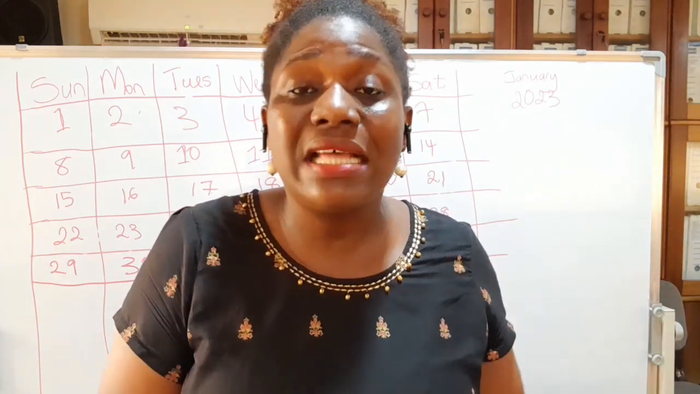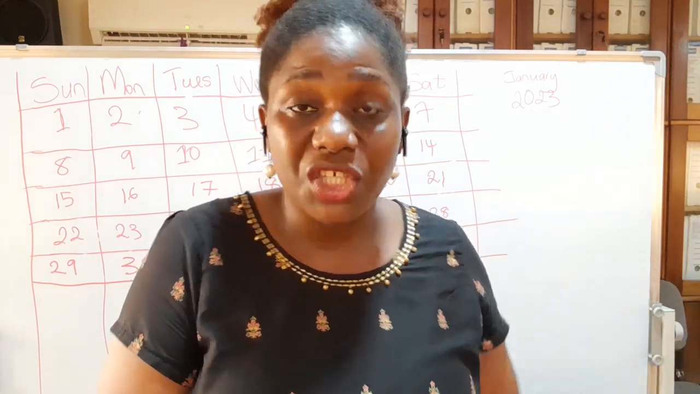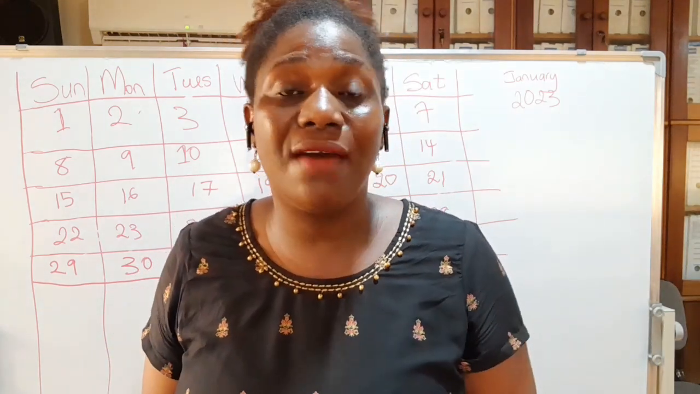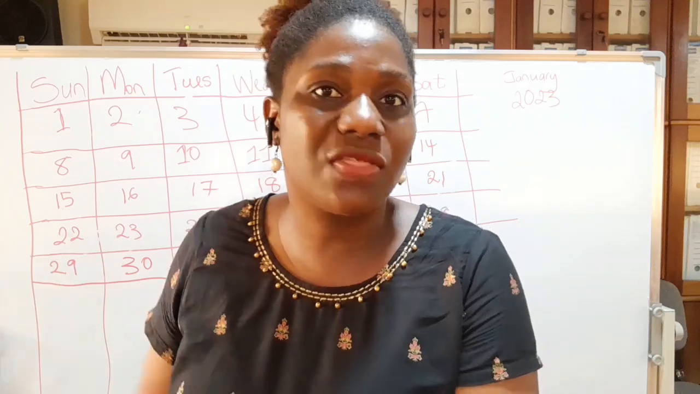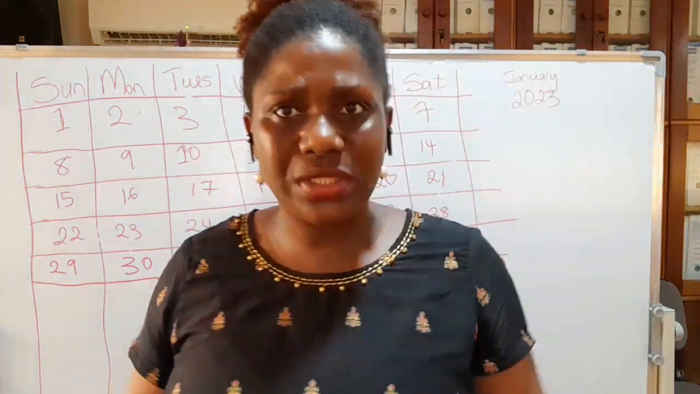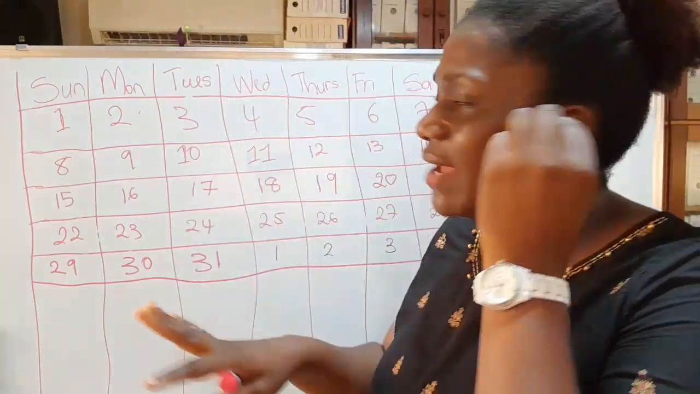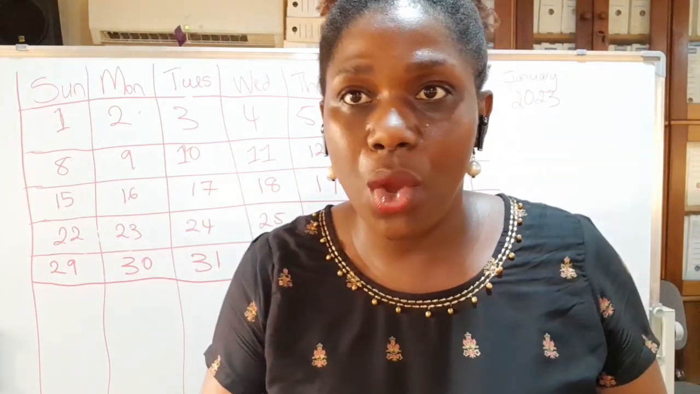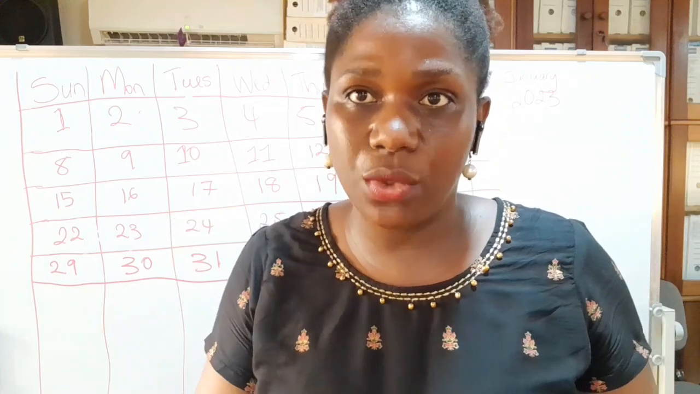So your sister may have a 30 days menstrual cycle length and you have a 28 days or a 34 days menstrual cycle length. So it's totally different. I just want to give an example of how you would know your menstrual cycle length.